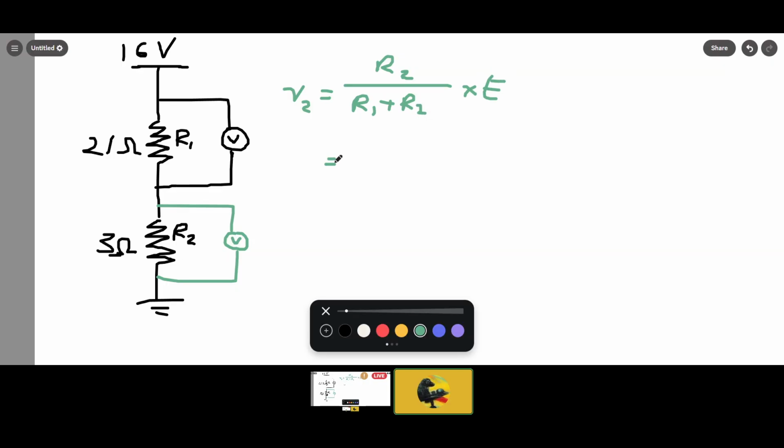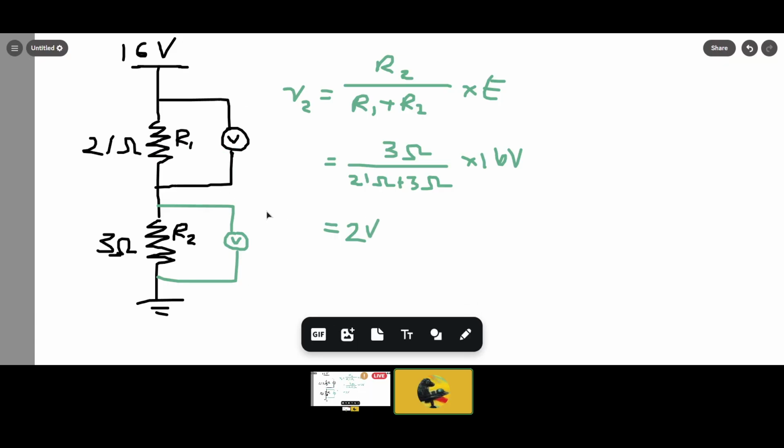So now, we just sub in 3 ohms, 21 ohms, 3 ohms, 16 volts. Okay, so now let's put this in the calculator and we should get 2. Yep, and we do. 2 volts. So that is the first question.